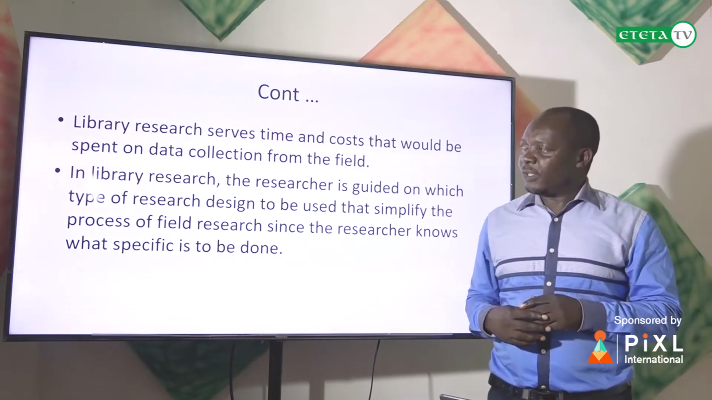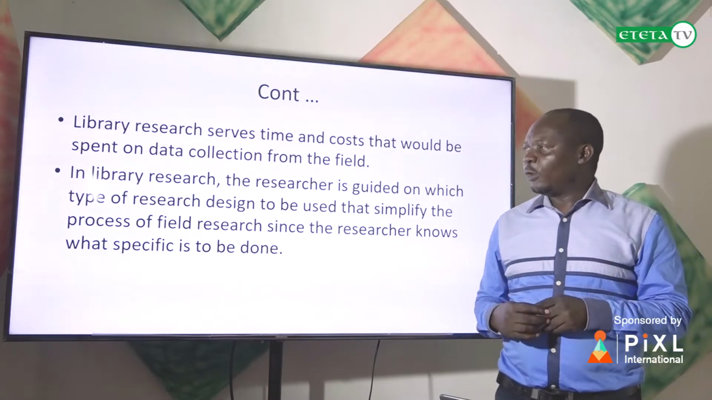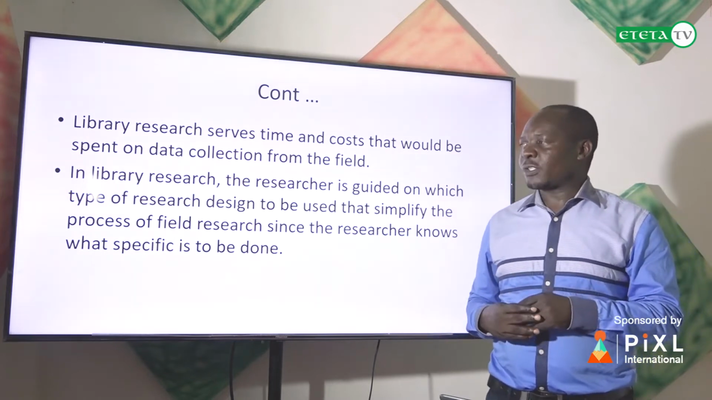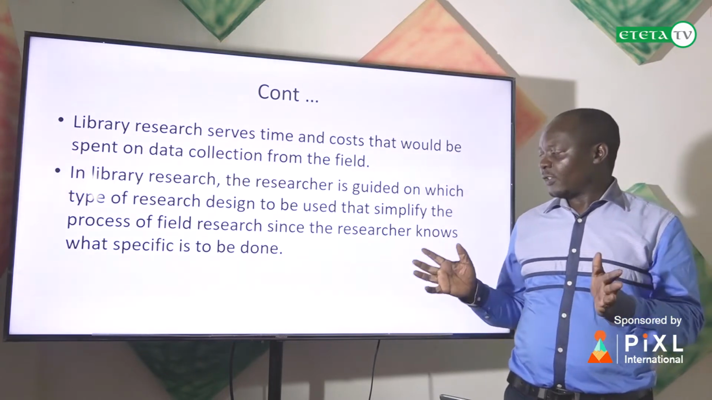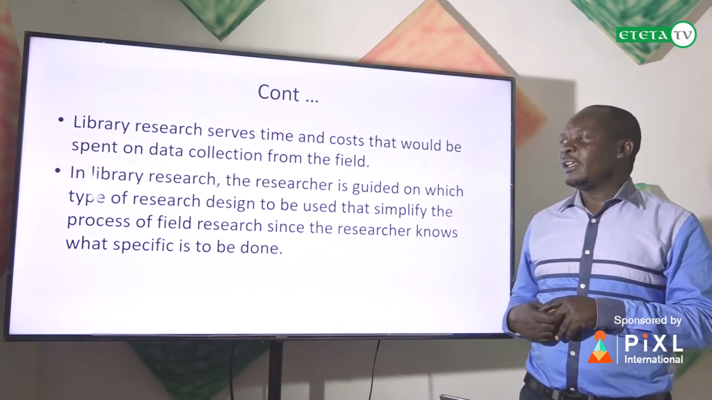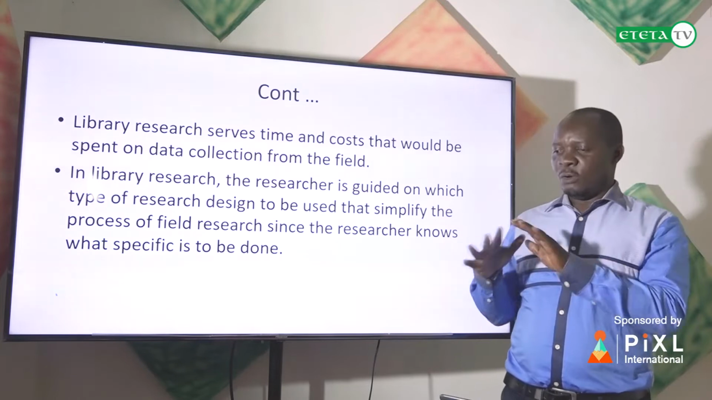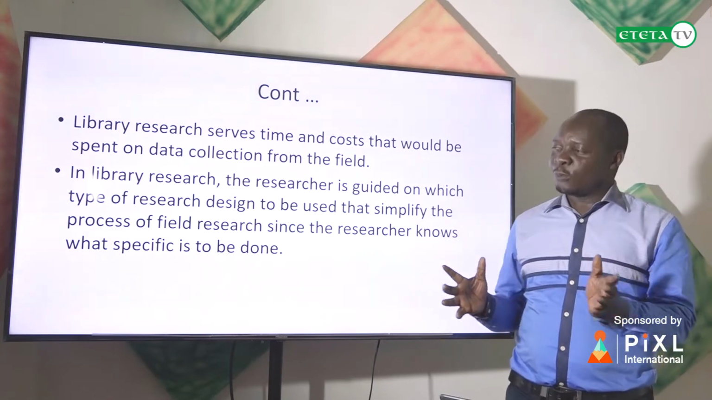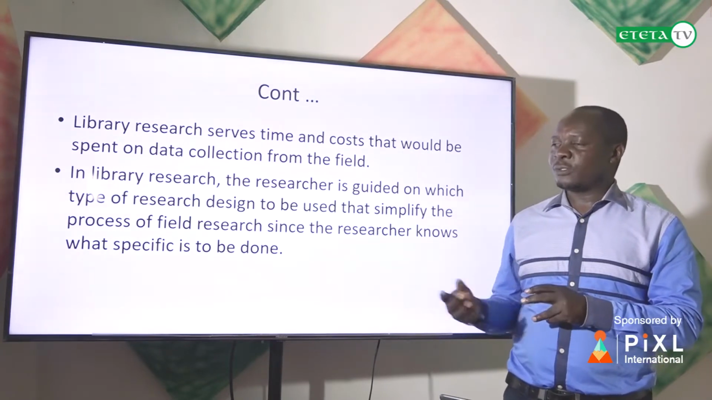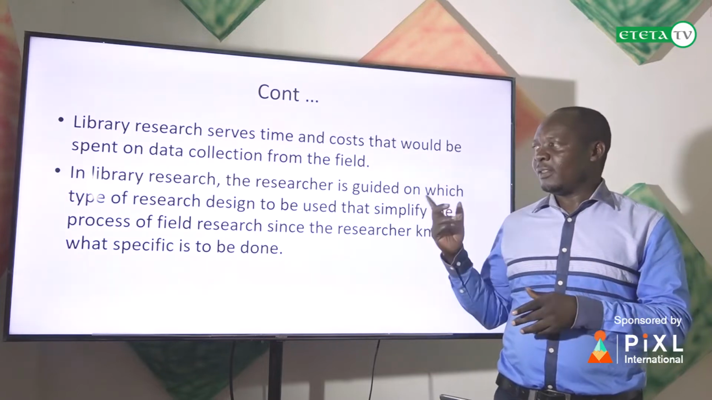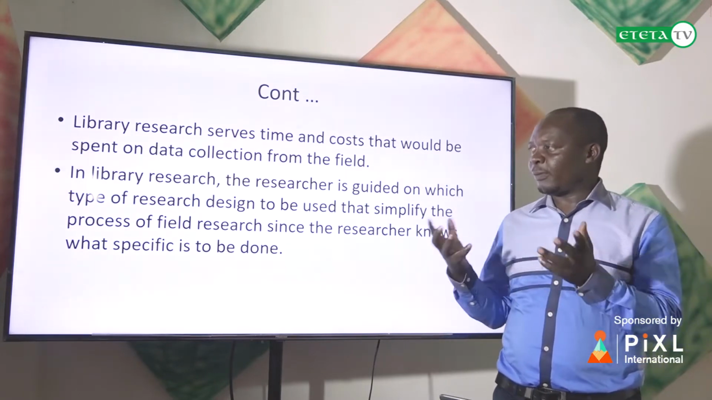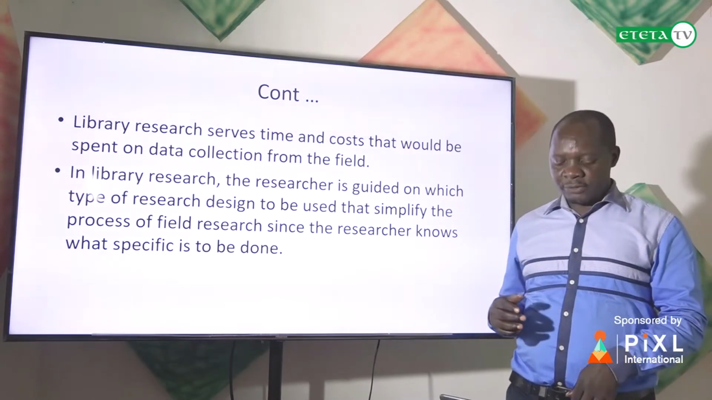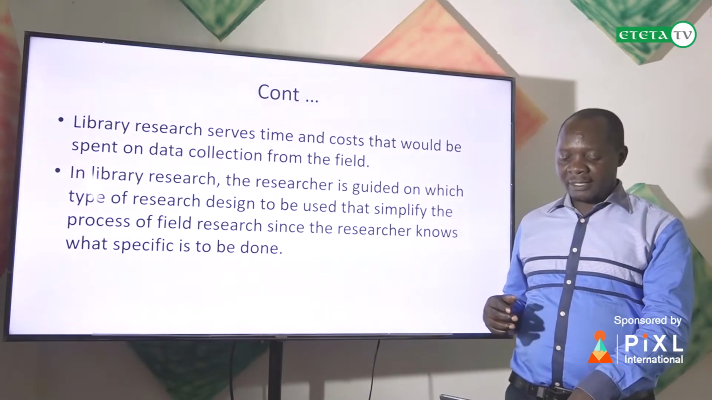Number 4, in library research, the researcher is guided on which type of research design to be used. That simplifies the process of field research, because the researcher knows what specifically is to be done. That means the researcher goes in the library and looks for very specific information that is subject to his or her study. So automatically, this may also simplify the designing of that study. These are the 4 merits of library research.